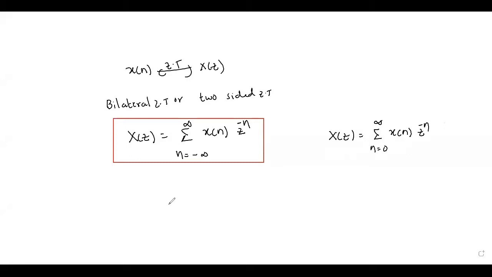Depending on the sequence, if the sequence exists on two sides, both positive side and negative side, we take this. If only one-sided, we take this. So you can remember this standard definition for Z transform.